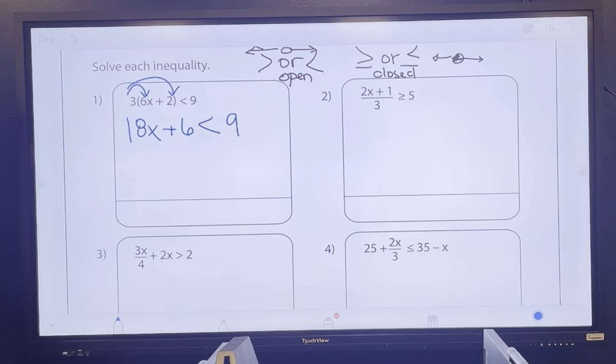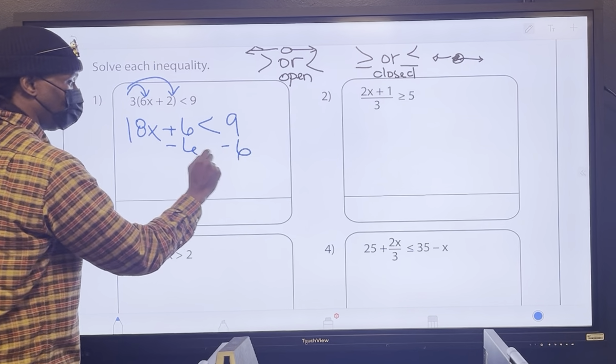What do you got to get rid of on both sides? Don't be afraid to speak up. Go ahead, take a shot. 6. Yeah, what we going to do with that 6? I'm going to subtract it. Yeah, you're going to subtract it on both sides. Boom, they're out of there.